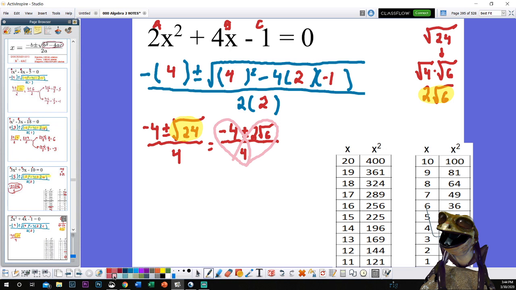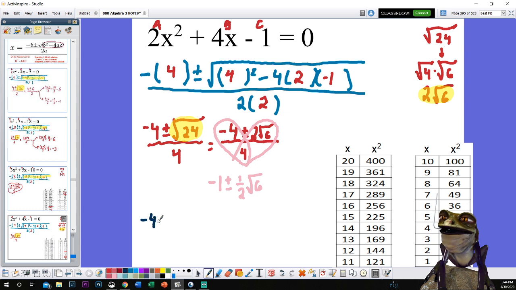I'll do -4 divided by 4. That gives me -1. Copy your plus or minus. 2 over 4 gives me a half. 2/4 is a half. And then the square root of 6, it's just a square root. It goes all by itself. There's no other root here, so I'm just going to copy. So you could write the answer like that. That's one possible way to do it.